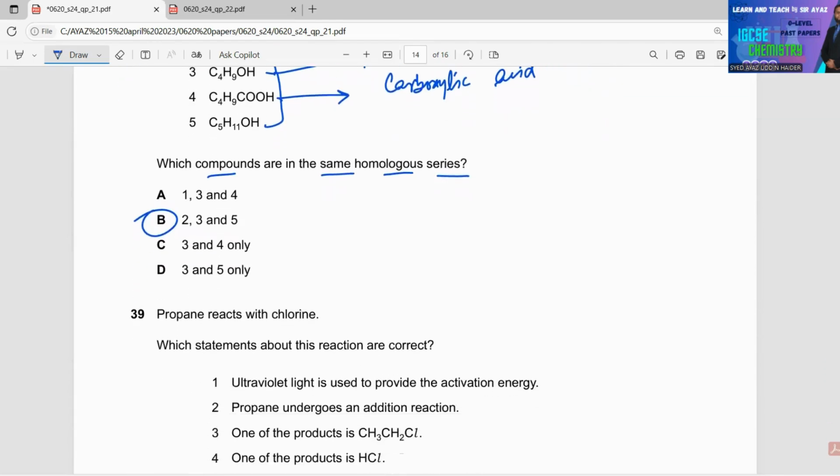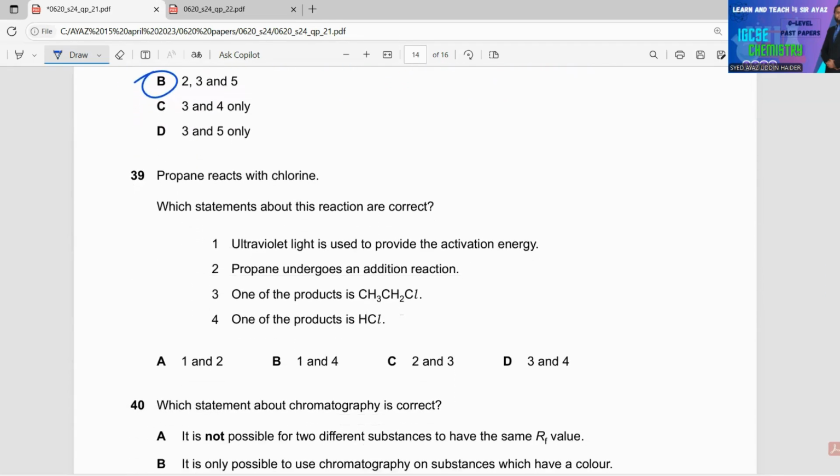Number 39. Propane reacts with chlorine. Which statements about this reaction are correct? Number 1, ultraviolet light is used to provide the activation energy. This is a correct statement. 2, propane undergoes an addition reaction. This is incorrect because it undergoes a substitution reaction. Now, if number 2 is incorrect, then obviously A and C are incorrect. Either B is correct or D is correct.